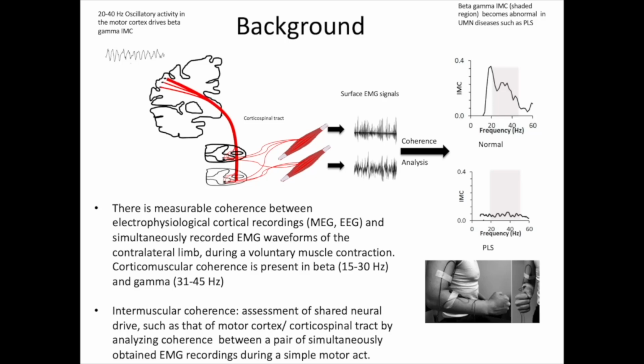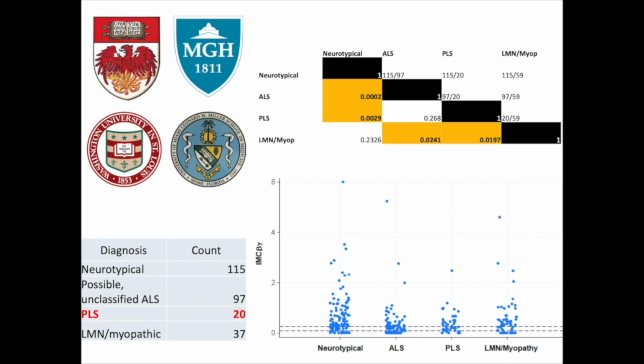We gather surface EMG signals from two muscles, in this case biceps and brachioradialis, during a very simple motor act, in this case holding the arm against resistance. And you do coherence analysis on those pair of EMG waveforms, and what we and other groups have shown is that in the normal controls on the left side, you have measurable coherence, whereas in upper motor neuron conditions, such as PLS, the coherence diminishes or is abolished.